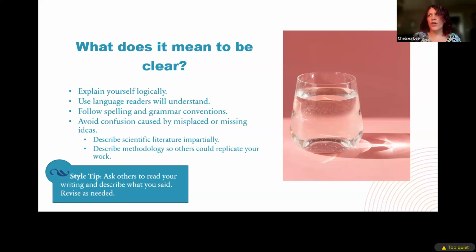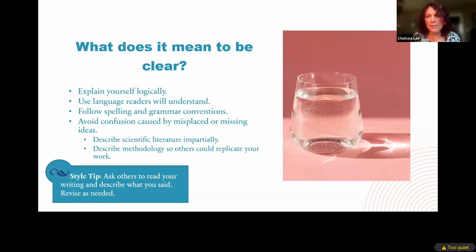For example, if you're writing a literature review, you would want to provide a holistic view of what the science says about your topic, rather than cherry picking what information that you want to present. You want to clearly show science as it is. Likewise, if you have conducted an experiment and you're presenting the results of that, you want to describe your methodology in detail so that other people could replicate your work if they wanted to, or they could evaluate whether you did a good job in the way that you ran your experiment. So transparency. So that's another way that clarity is shown.